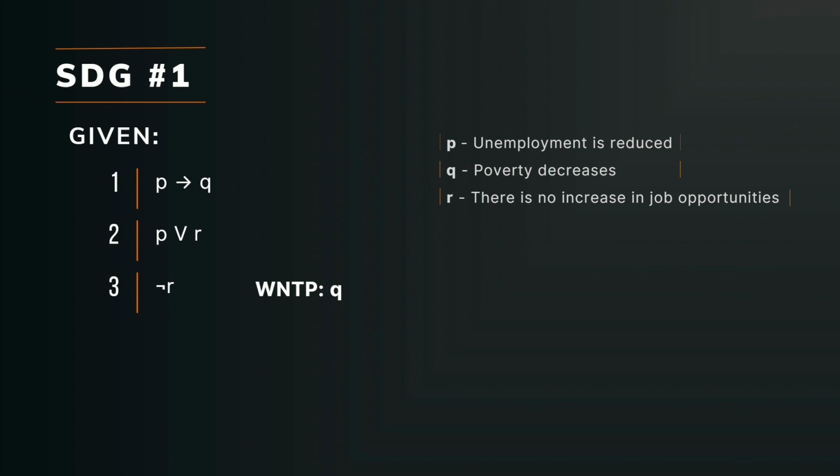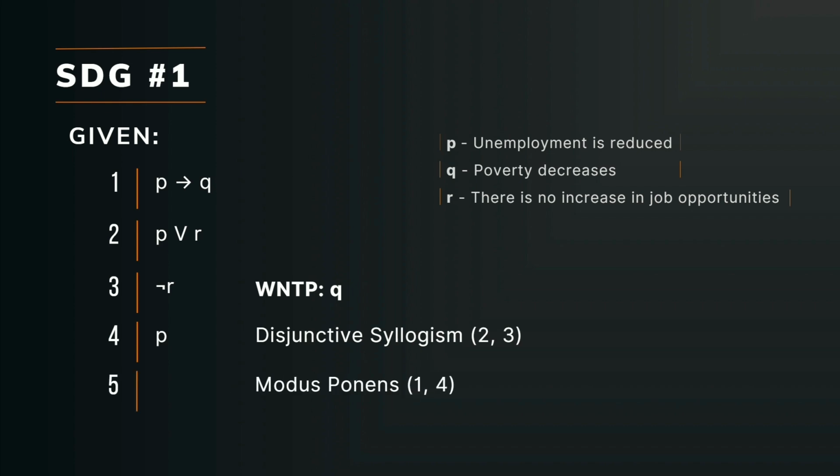Since we have our givens here, using disjunctive syllogism on the second premise, P or R, and the third premise, negation of R, we conclude P, that unemployment is reduced. Next is modus ponens on the first premise, if P then Q, and the fact that unemployment is reduced, or P, we conclude that poverty decreases, or Q. So that's it for our first statement related to SDG number 1.